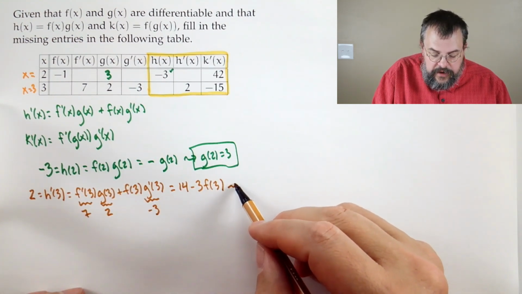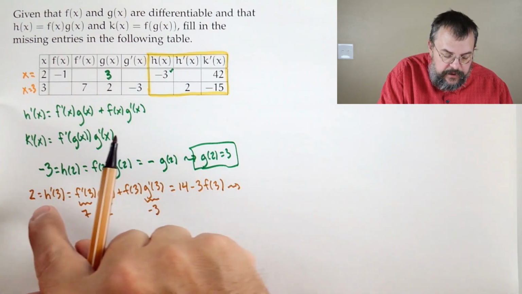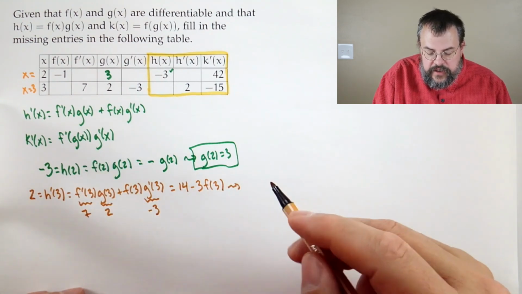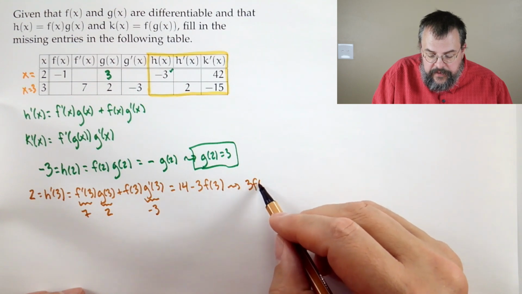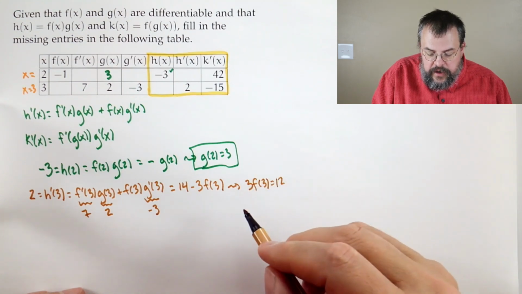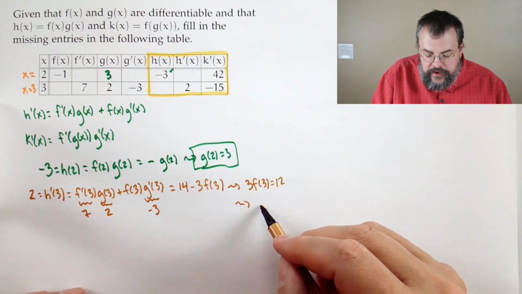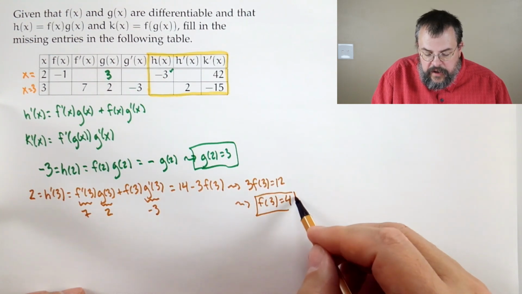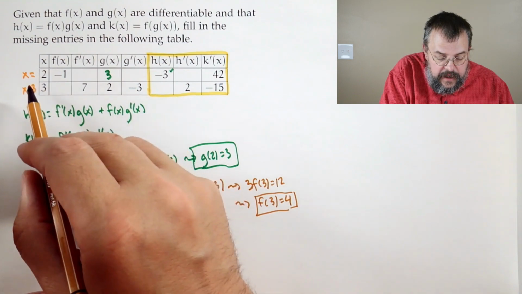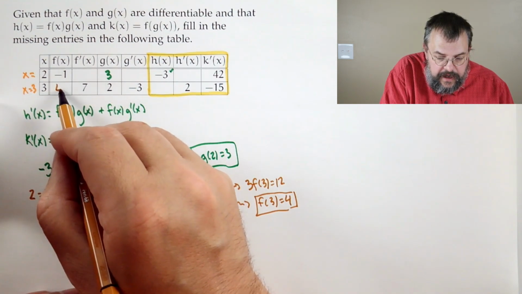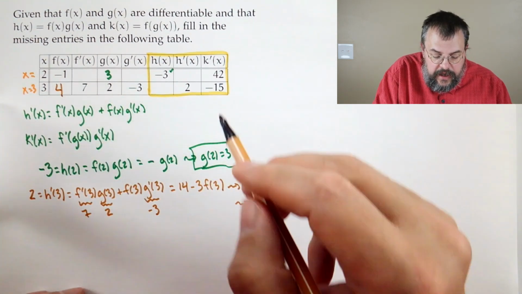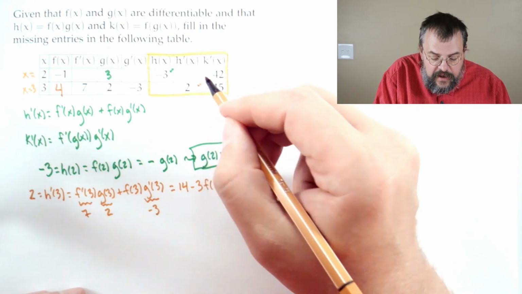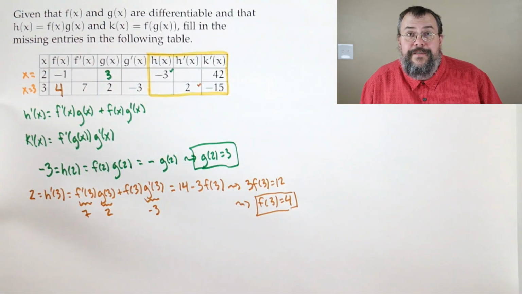So if you rearrange that, move the 3f of 3 across, move the 2 across, 3 times f of 3 would be 12, which tells us that f of 3 has to be 4. Okay, so f of 3 is 4. We now know that entry. And I'm going to put a little check to say I've used that piece of information.